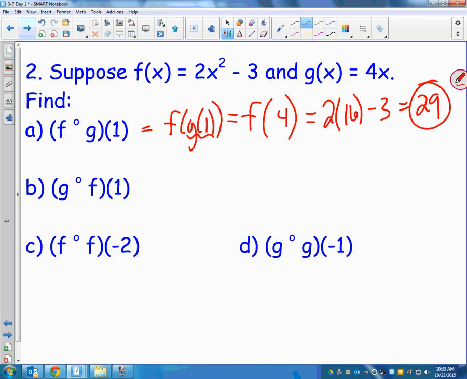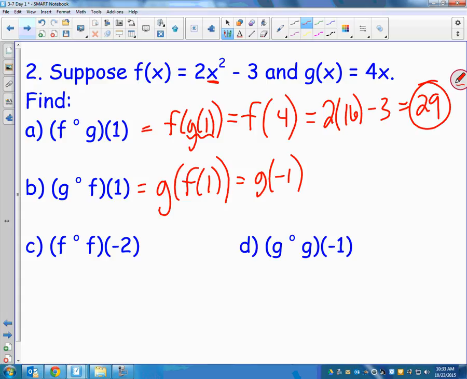Composition is not commutative, which means order matters. When you do g of f versus f of g, you don't usually get the same answer. They like to trick you up and ask you to do f of f or g of g, but you still just do the same thing. So I'll do one more, and then you're going to do the other thing. So if I did g of f of 1, now f is first, so I plug 1 in for every x in f, and I would just get 2 minus 3, which is negative 1.